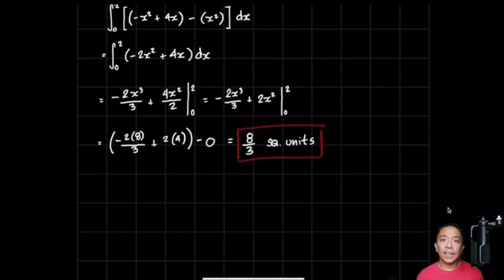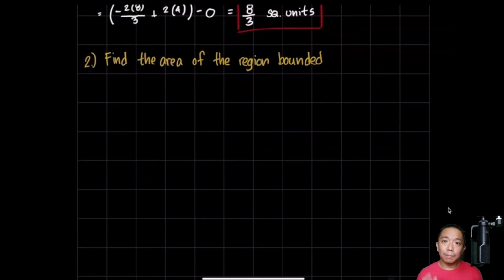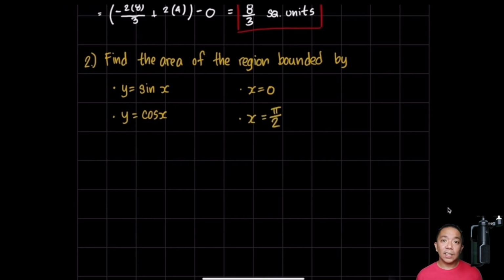Let's move on sa next problem. For the second problem, again, we want to find the area of the region bounded by a set of functions, curves, and equations. So in this case, we're looking for the region bounded by y equals sine x, y equals cosine x, and the two vertical lines na x equals 0 and x equals pi over 2. So since given na sa atin yung x equals 0 and x equals pi over 2, ito yung atin na limits of integration. Ito yung interval kung saan tayo mag-i-integrate.